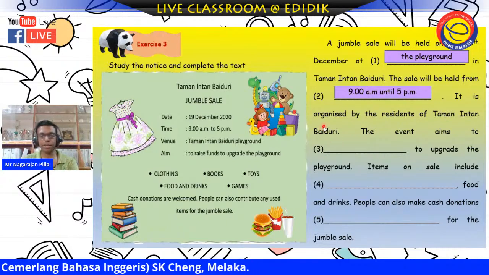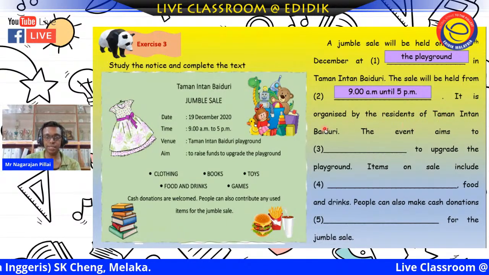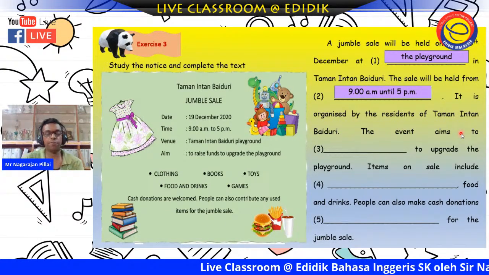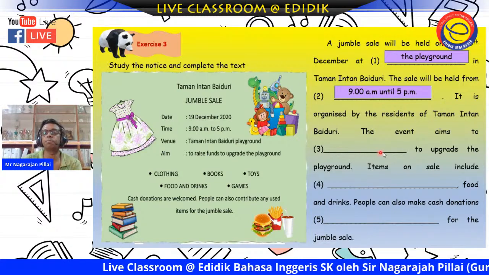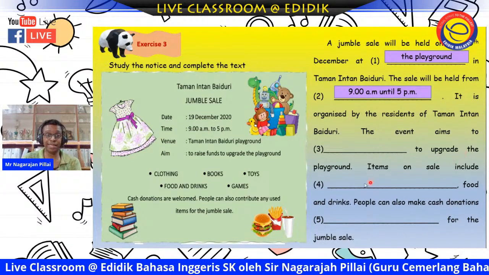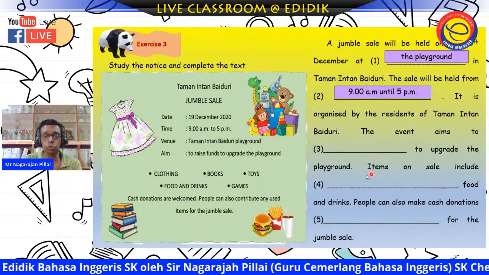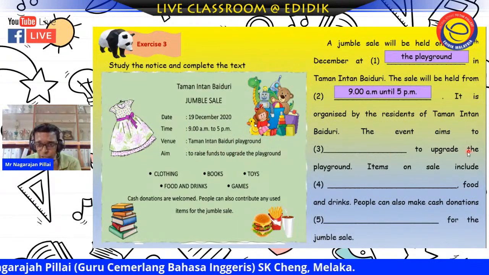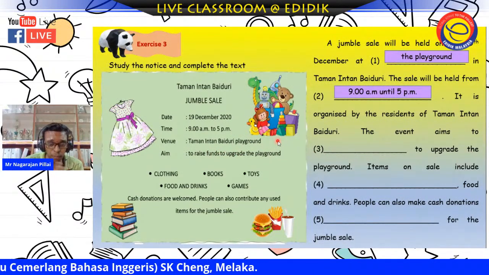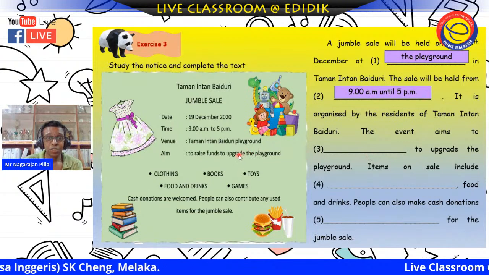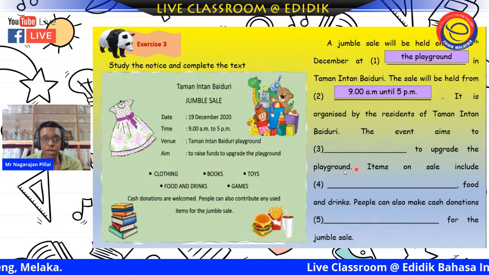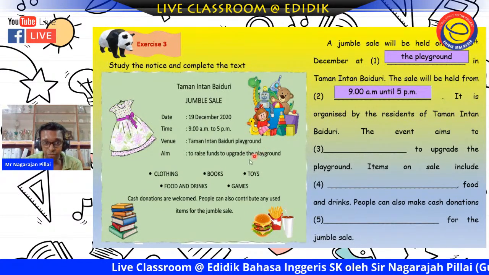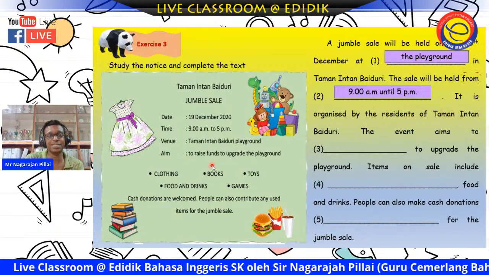It is organized by the residents of Taman Intan Baiduri. The event aims, objective. The event aims to blank, to upgrade the playground. Try to look for clues. Is there any words used in the text from the poster? To upgrade the playground, to upgrade the playground. Yes, to upgrade the playground has been used. So we have to raise funds.